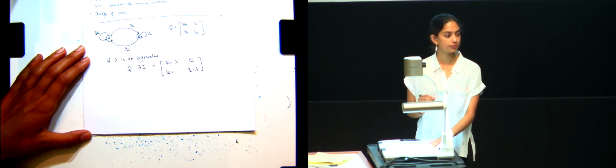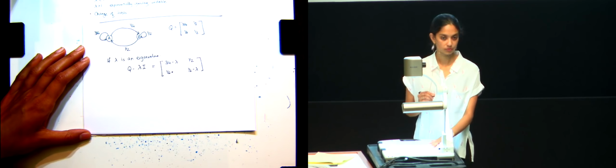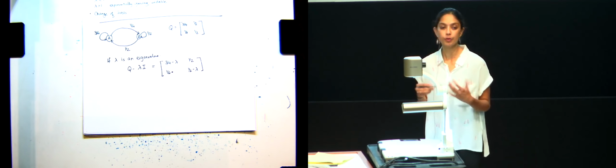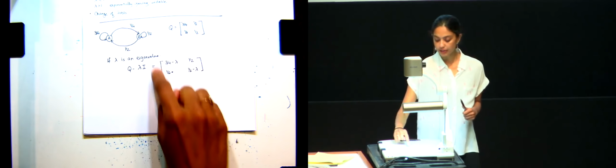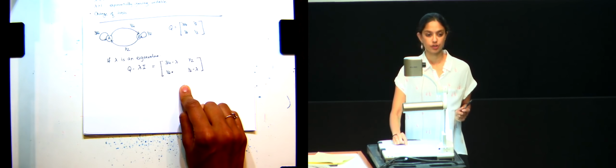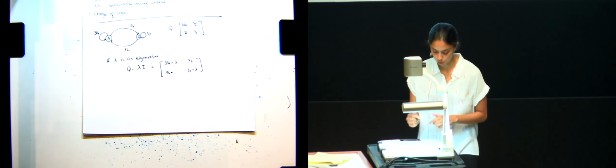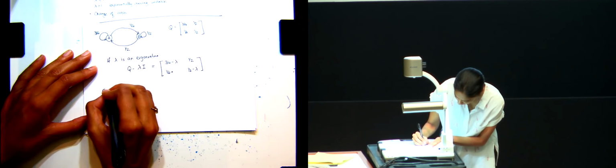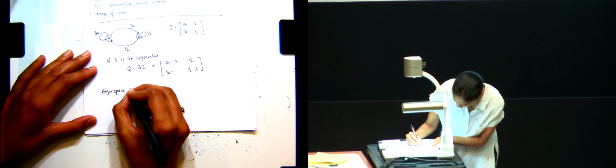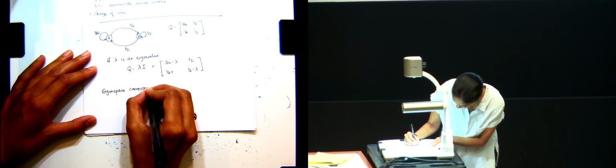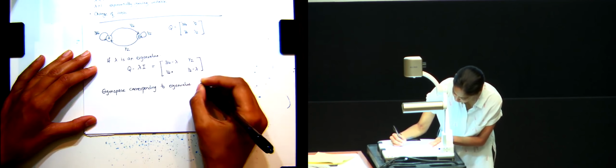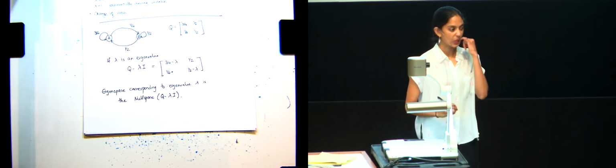And then what do we try to do? We find the determinant, right? And why do we find the determinant? Because we want to find the null space of this matrix, right? We know that the eigenspace corresponding to eigenvalue lambda is the null space of Q minus lambda I. Right?